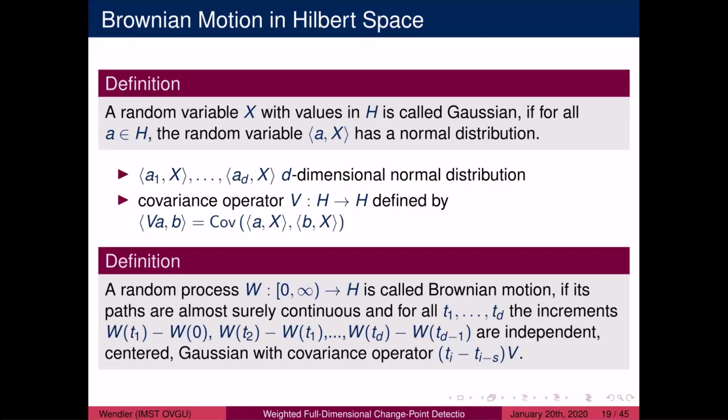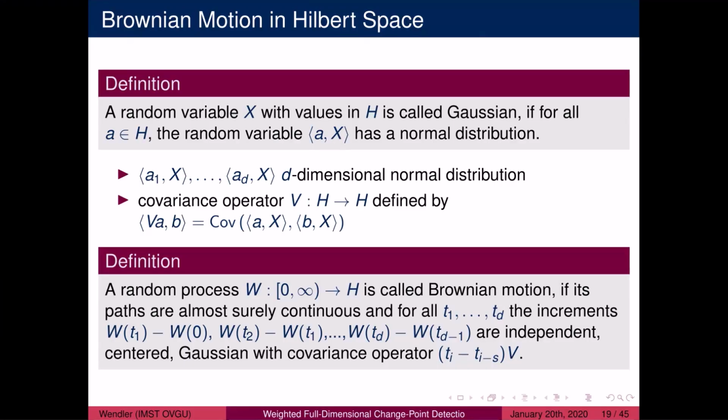I have the same with the Hilbert space. It's a mapping from H to H, and it's defined by the inner product of V of A and B is the covariance of the projections, the inner product of A and X and the inner product of B and X.